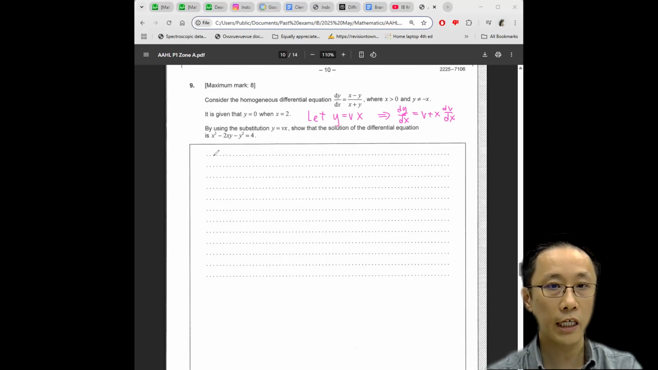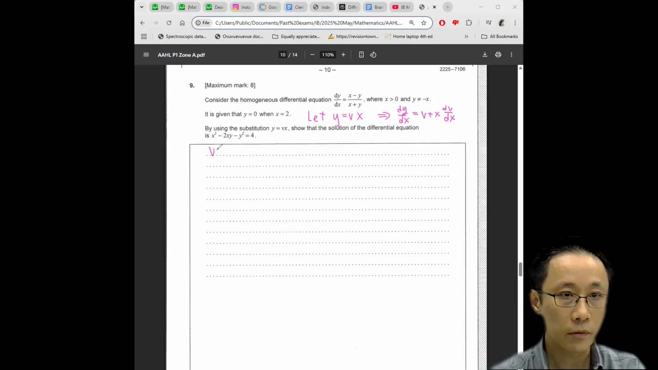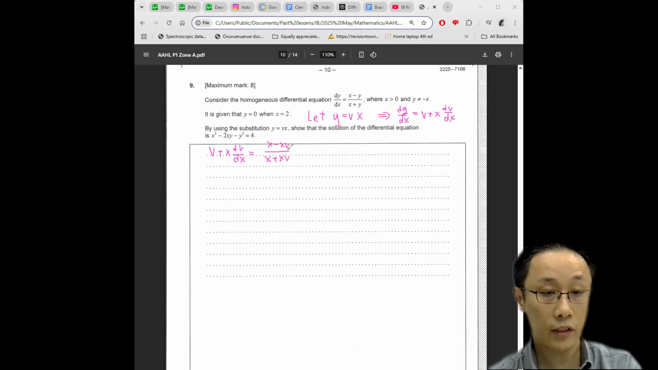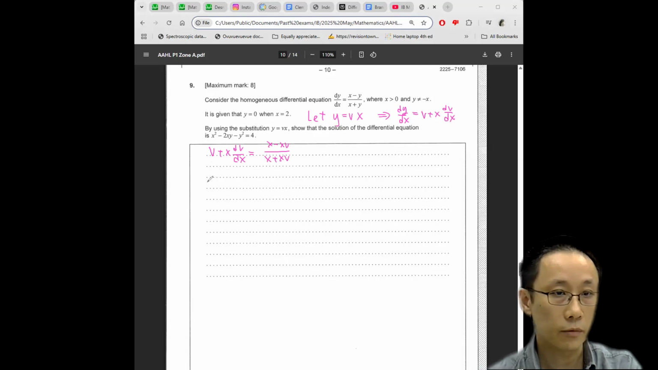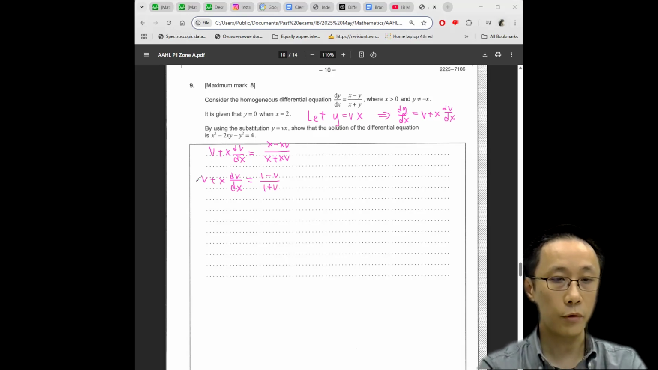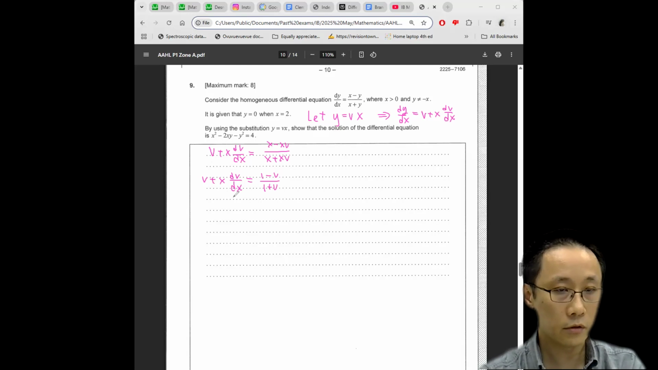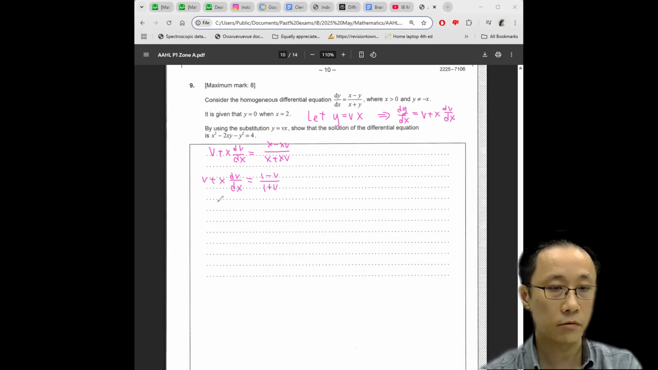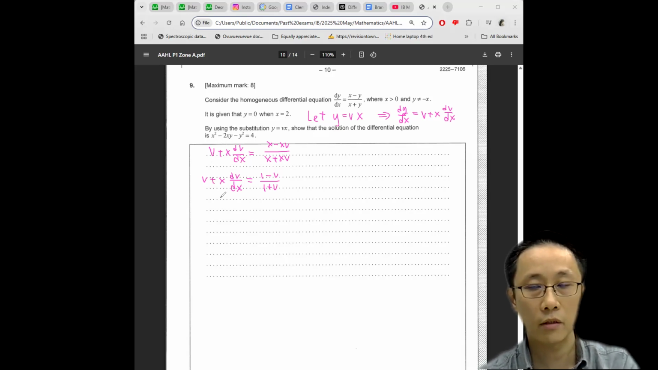So replacing all the y's with v's, we now have v plus x dv over dx equals x minus vx, my bad, all over x plus vx. I said vx, I wrote xv, of course they're the same. The right-hand side simplifies somewhat because the x's are gone: 1 minus v over 1 plus v. And now we will try to turn this into a separable differential equation in terms of x and v.